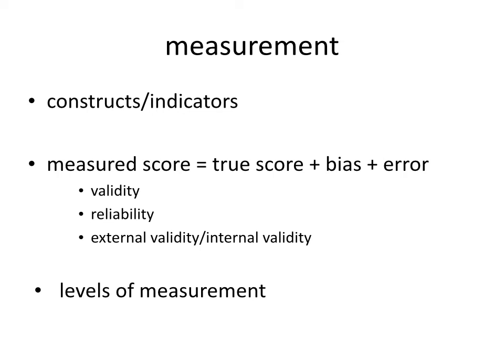Validity and reliability are characteristics of measures that we often use to discuss the strength of the measure, the usefulness of the measure. Validity is the extent to which the measure truly represents the construct. So in essence, a valid score is one that has zero bias and zero error. The measured score equals the true score.